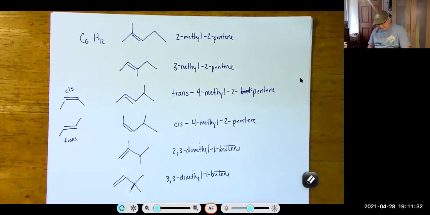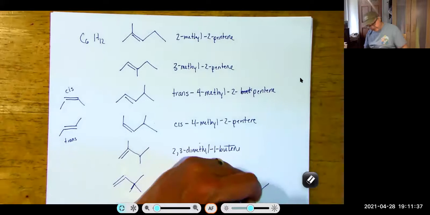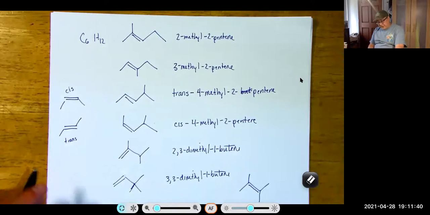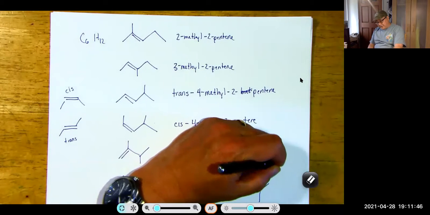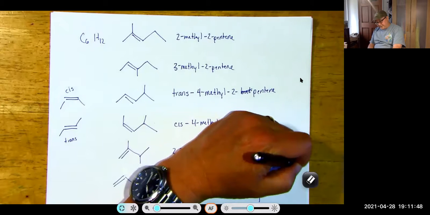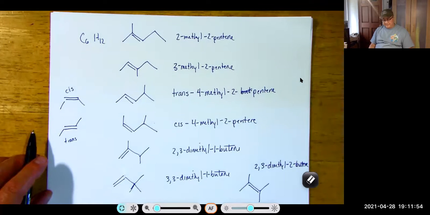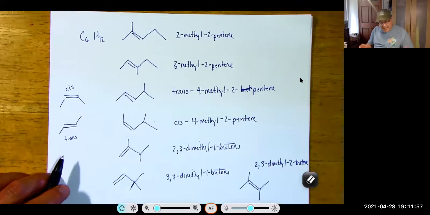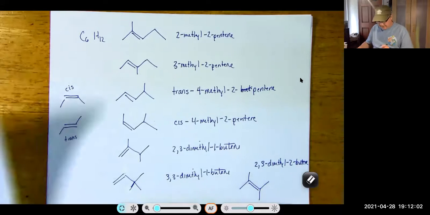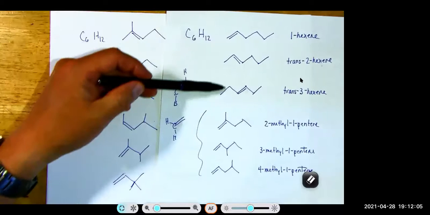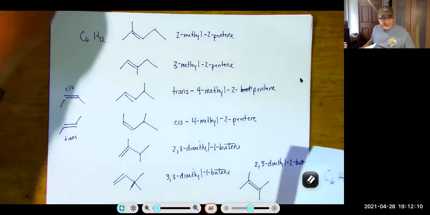Now that's not all of them. There's also this, and this would be 2,3-dimethyl-2-butene. And that's all of them. Was that enough? Yeah. 1, 2, 3, 4, 5, 6, 7, 8, 9, 10, 11, 12, 13, 14. Oh my goodness.